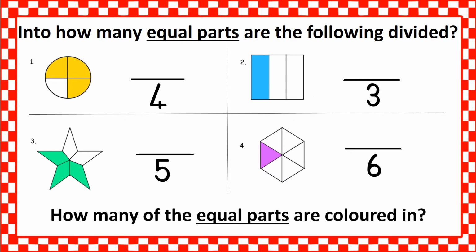How many of the equal parts are colored in? At number 1, well done. 3 of the 4 equal parts were colored in. Number 2, 1. Number 3, 3 of the 5 equal parts were colored in. And number 4, 1 of the 6 equal parts was colored in.